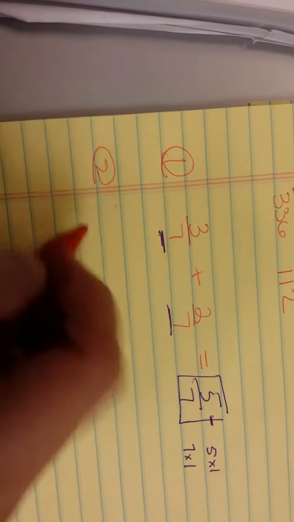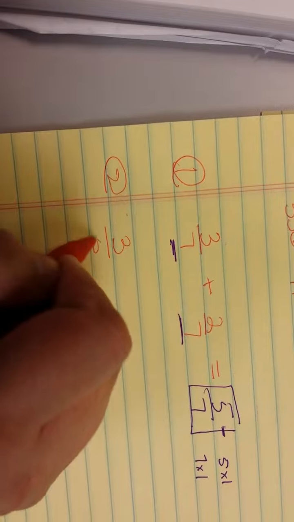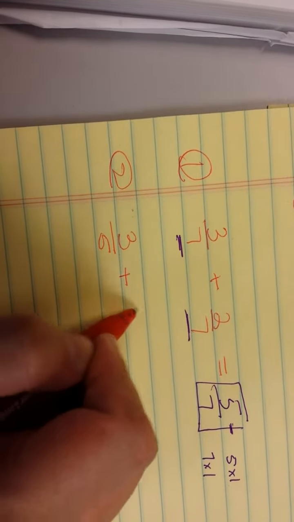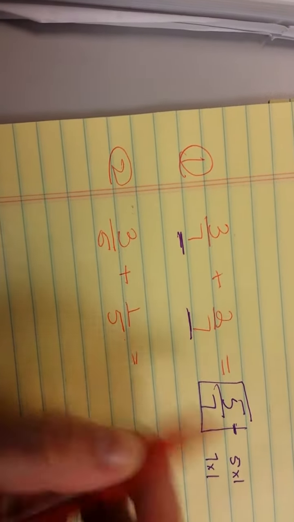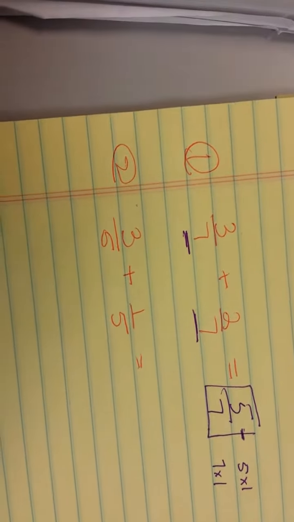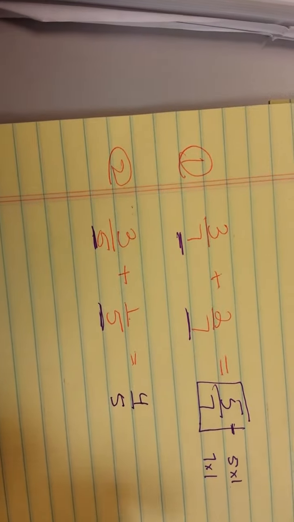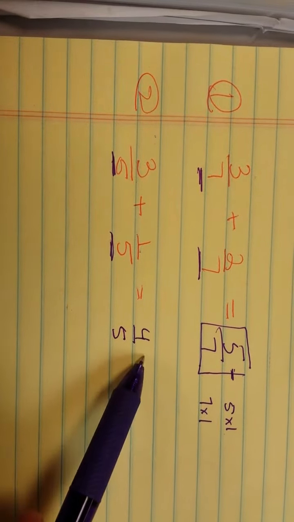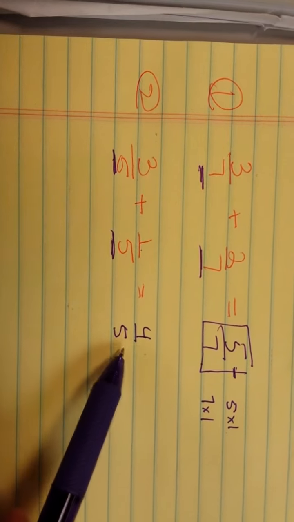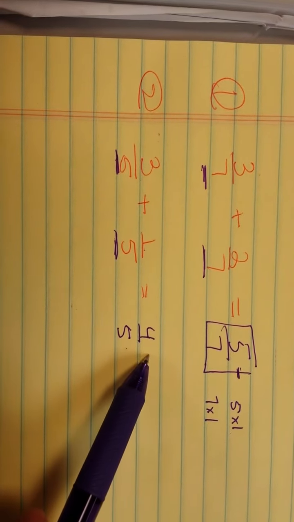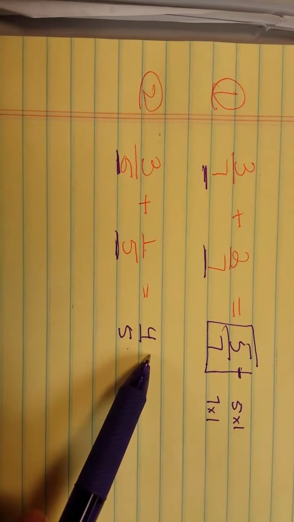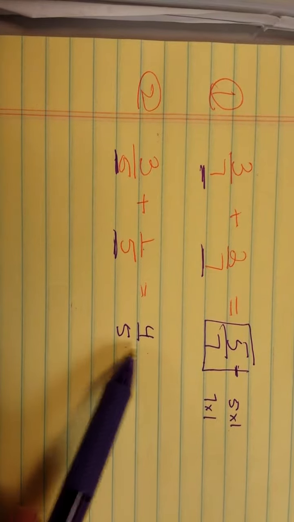Number 2, 3/5 plus 1/5. Do they have the same common denominator? Yes. So we're just going to add straight across. This is 4/5. Then we're going to ask, is this an even number? Yes. Is this an even number? No. This cannot be divided by the same numbers that this can.